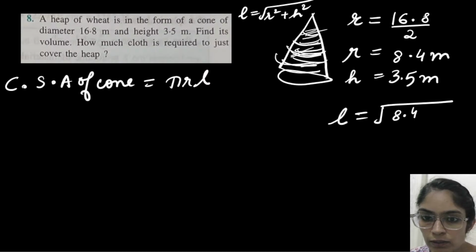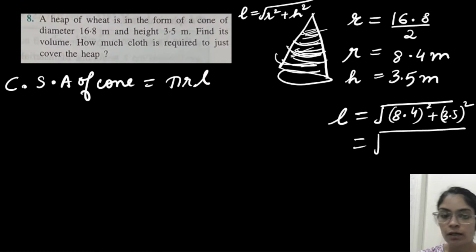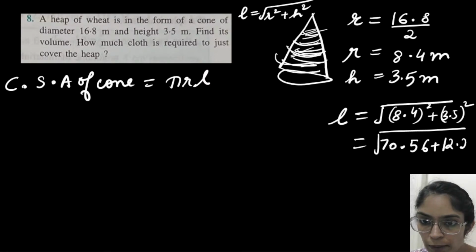So r's value is 8.4 square, the height's value is 3.5 square. What is the square of 8.4? I'm not doing any calculations. You have to multiply and give me the answer. The square of 8.4 is 70.56, and the square of 3.5 is 12.25.